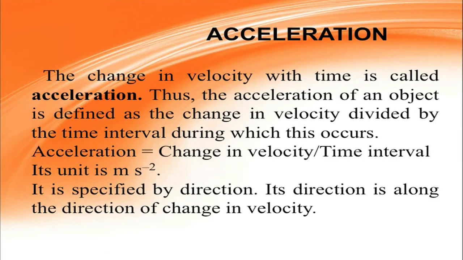Now, we discuss acceleration. The change in velocity with time is called acceleration. Thus, the acceleration of an object is defined as the change in velocity divided by the time interval during which this occurs. So, the formula of acceleration is equal to change in velocity upon time taken. Its unit is meter per second square. It is specified by direction. Its direction is along the direction of change in velocity.